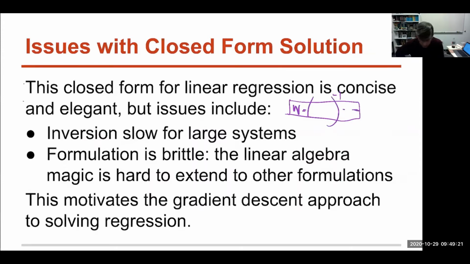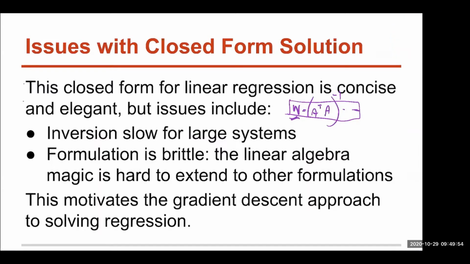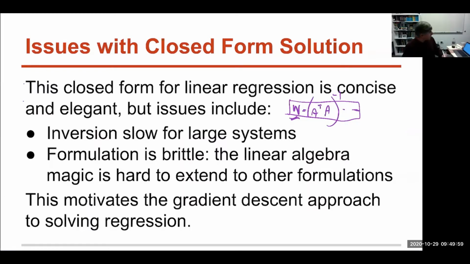I don't remember what the exact equation is, but it's something like, I should probably know this. Does anyone want to help me here? What is the formula? The coefficients are equal to, I think, is it A transpose times A? Okay, let me look from last time just to double check that. Sorry. Right, it's A transpose A inverted times A transpose b.